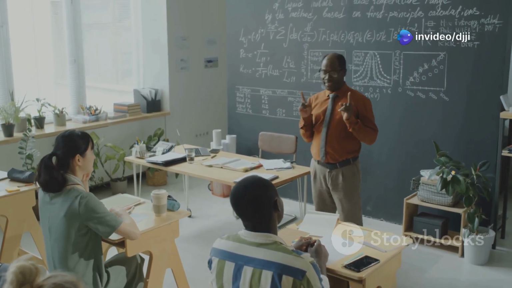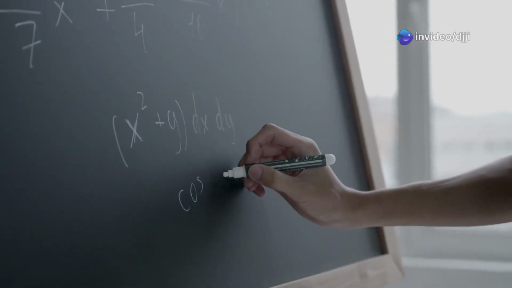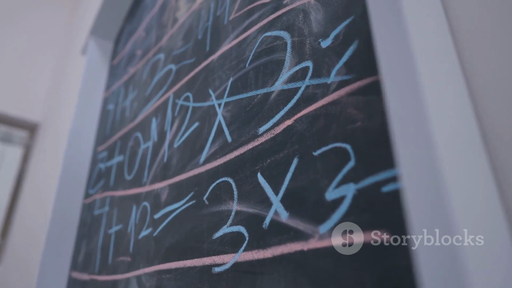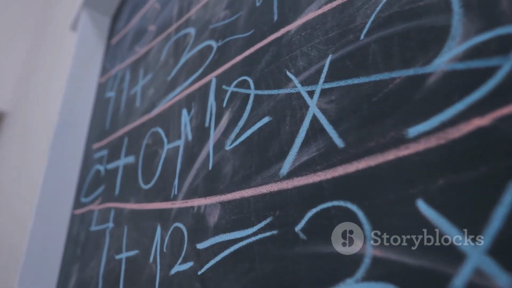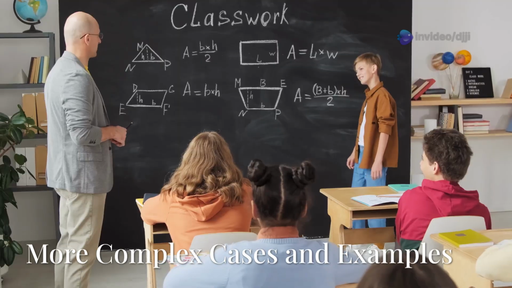Rational exponents as radicals. X raised to the power of 1/2 means the square root of x. X raised to the power of 1/3 means the cube root of x. X raised to the power of 1 over n means the nth root of x.